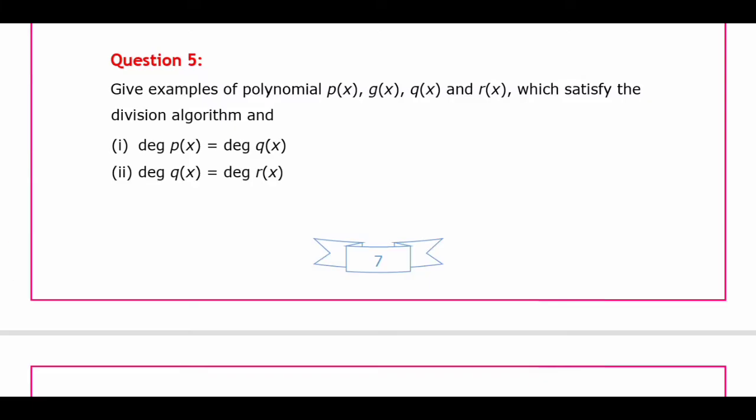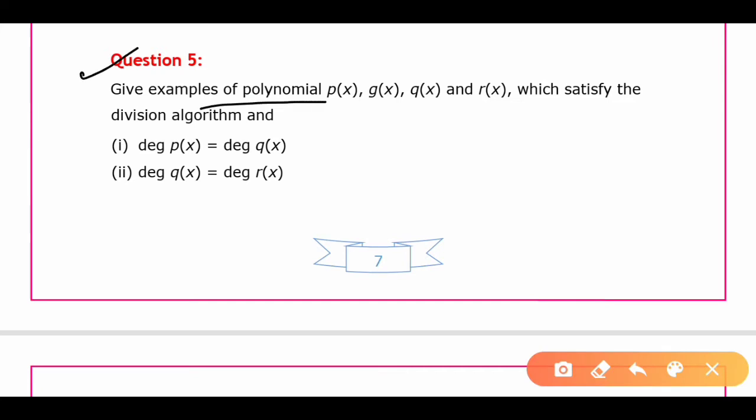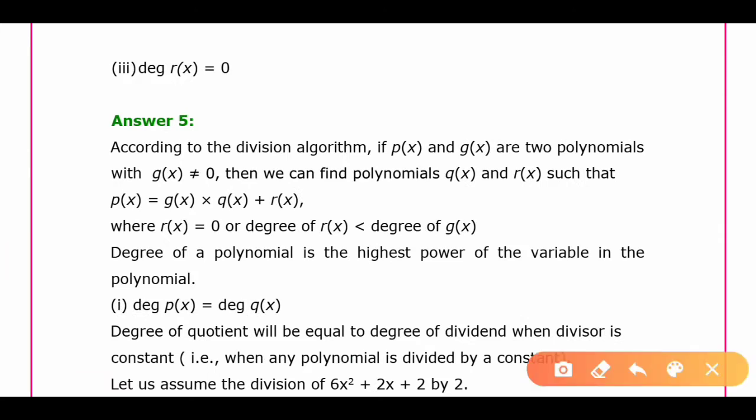Number 5. Give examples of polynomials p of x, g of x, q of x and r of x which satisfy the division algorithm. First one is degree of p of x is equal to degree of q of x. Second one is degree of q of x is equal to degree of r of x. And third one is degree of r of x is equal to 0. Okay, now let's see the solutions.